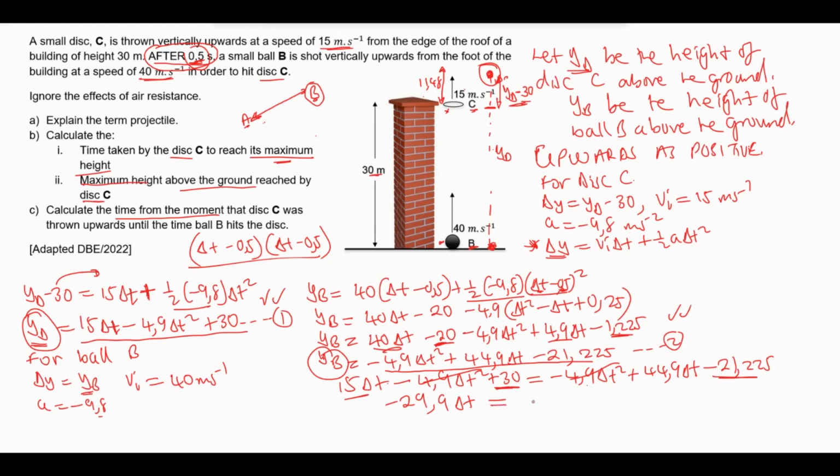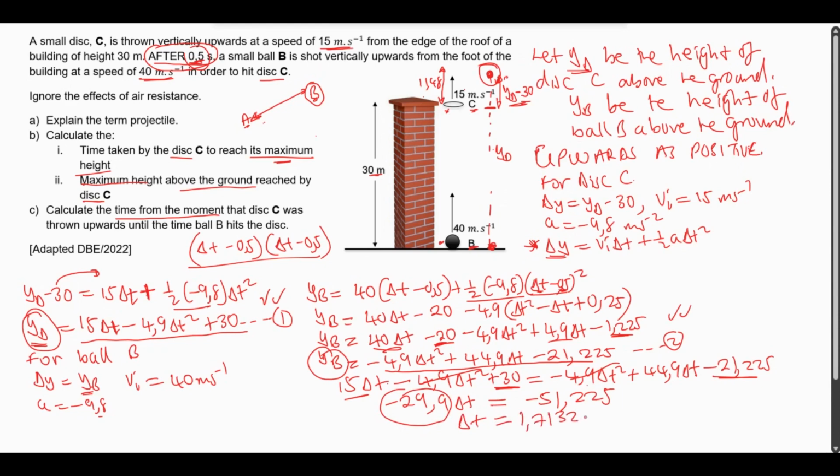So this will give us negative 51,225. Then divide by negative 29,9 on both sides. Get that your delta t is equal to 1,7132, which becomes t is equal to 1,71 seconds. Like I say, there are many ways we can solve this, okay, but I just did one option.